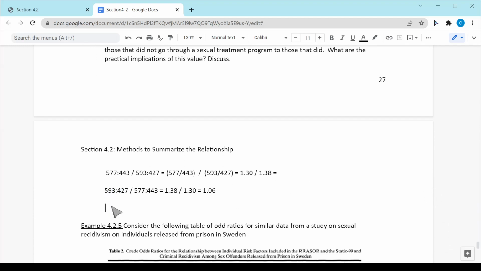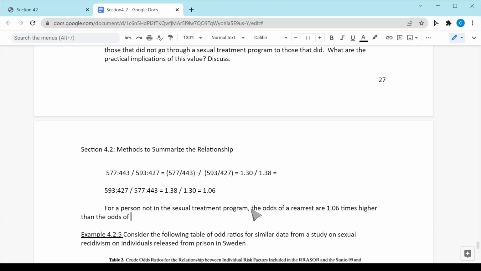So let's interpret this here. What goes first? For a person not in the sexual treatment program, that's the numerator here. The odds of a rearrest are 1.06 times higher than the odds of a rearrest for a person who went through the sexual treatment program.